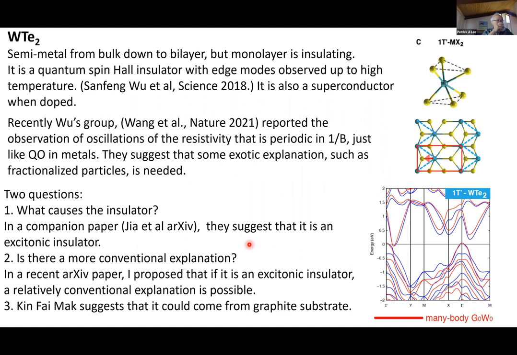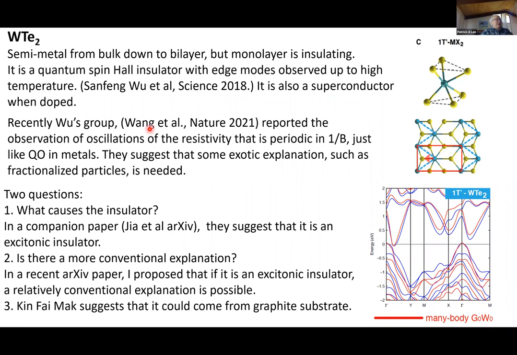So the structure is quite similar. It's more distortion, but again, the action is on the tungsten site, okay? So I call this the jack of all trades in TMDs because it's a quantum spin Hall insulator. The edge mode has been seen up to very high temperature. It's a superconductor when you dope it.